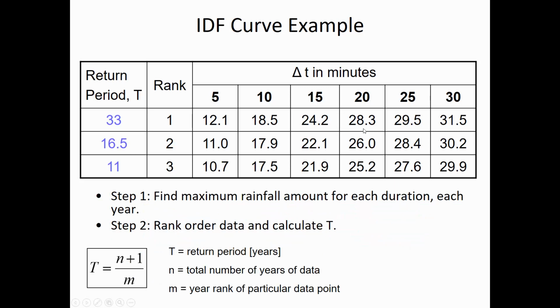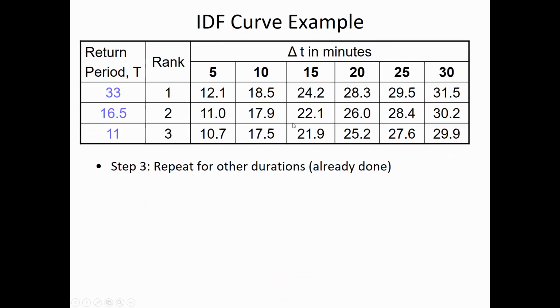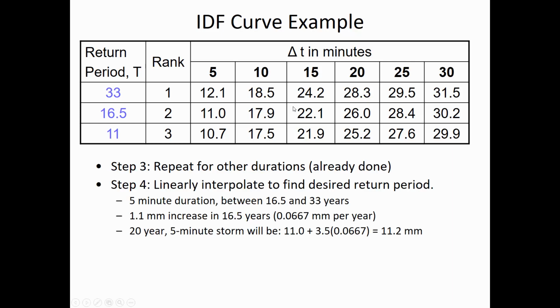So when you naturally have data that lines up to these weird return periods, you're going to have to interpolate to find out what's the 25-year storm. So you would use a linear interpolation to be able to say what's the 25-year storm depth. We would find the slope between 33 and 16.5, and likewise between 12.1 and 11.0, and just linearly interpolate. That's what this next step in the illustration is saying, that we've calculated the return period. So now we have to do it for all of the durations and linearly interpolate.